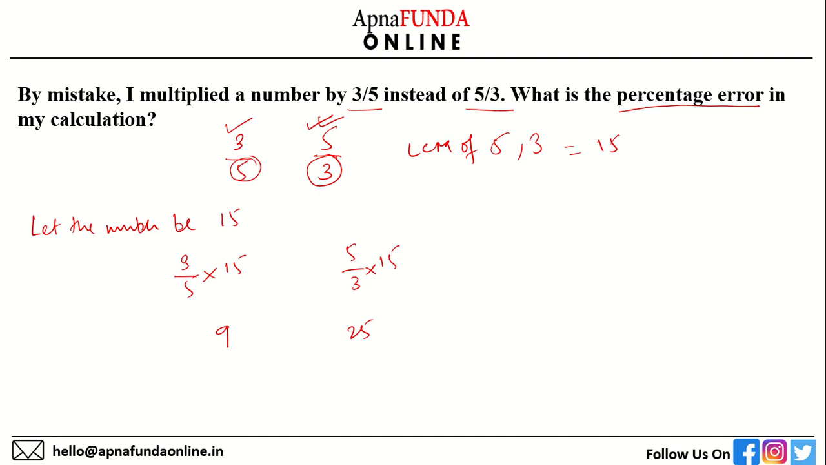Correct? Now, what is the difference? The difference is I got the result which is lesser by 16. 25 minus 9, 16. This is the error. So, the percentage error in my calculation will become 16 divided by what I wanted, which was 25, into 100. Correct? So, my answer is 64. I hope you have solved along with me and you agree, and this is the answer that you will also get.